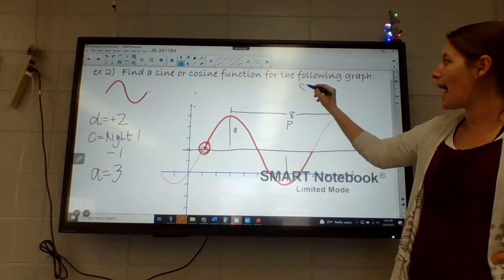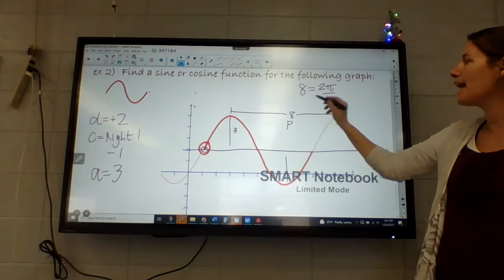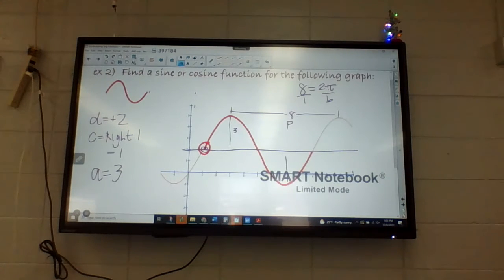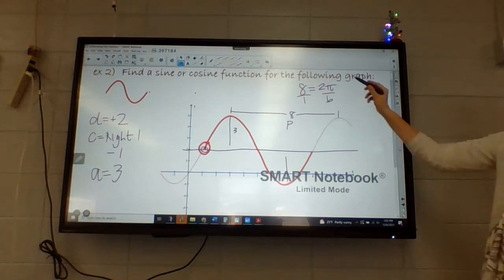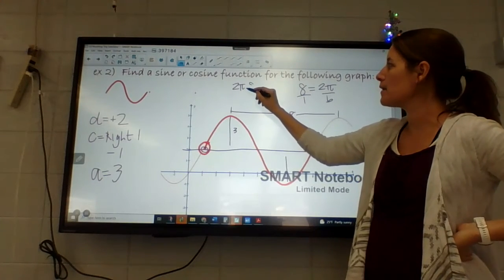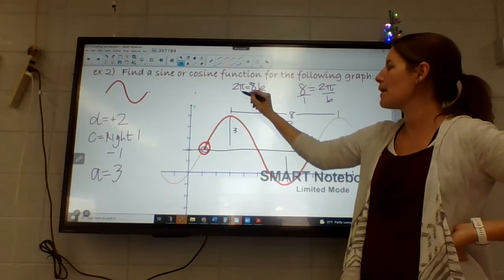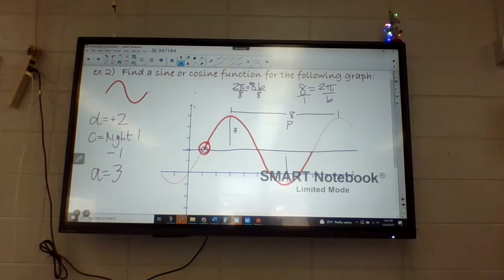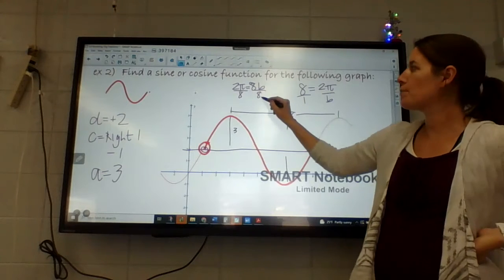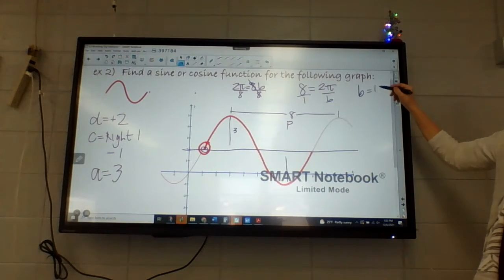Now remember that equals 2 pi over B. I have to figure out what B is. So I'm going to cross multiply here. Cross multiply, I get 2 pi equals 8B. So to solve for B, I'm just going to divide by 8. So I have 2 pi over 8, which is just pi over 4. So that's my B value.